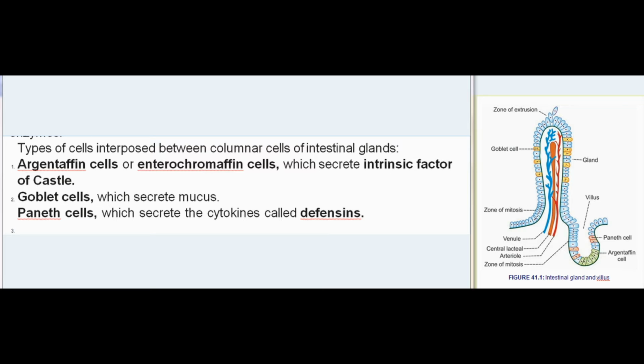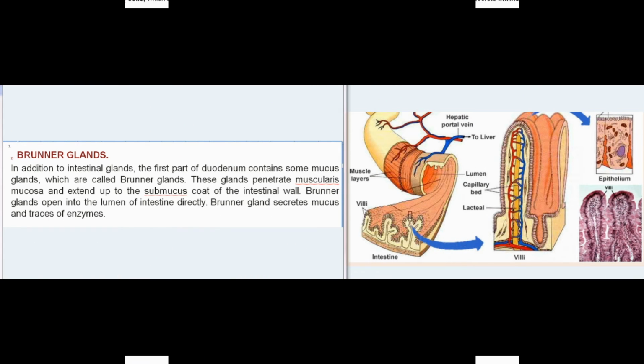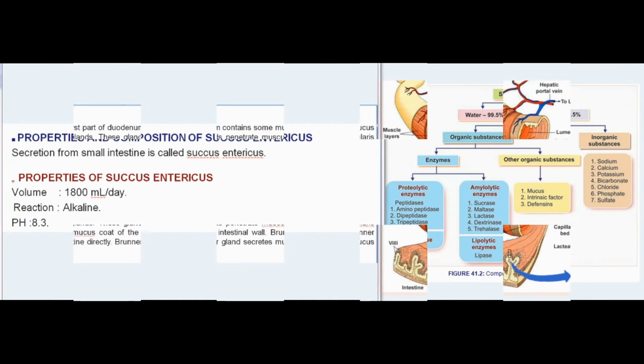Types of cells interposed between columnar cells of intestinal glands: argentaffin cells or enterochromaffin cells, which secrete intrinsic factor of Castle. Goblet cells, which secrete mucus. Paneth cells, which secrete the cytokines called defensins. Brunner glands. In addition to intestinal glands, the first part of duodenum contains some mucus glands, which are called Brunner glands. These glands penetrate muscularis mucosa and extend up to the submucous coat of the intestinal wall. Brunner glands open into the lumen of intestine directly. Brunner glands secrete mucus and traces of enzymes.